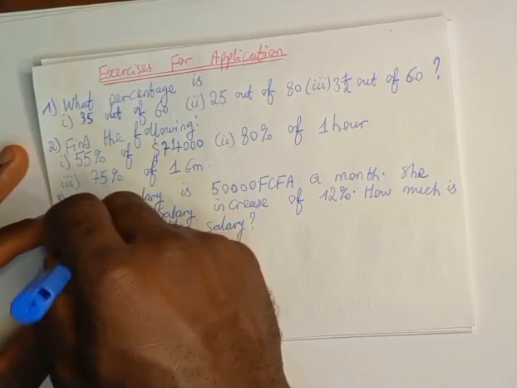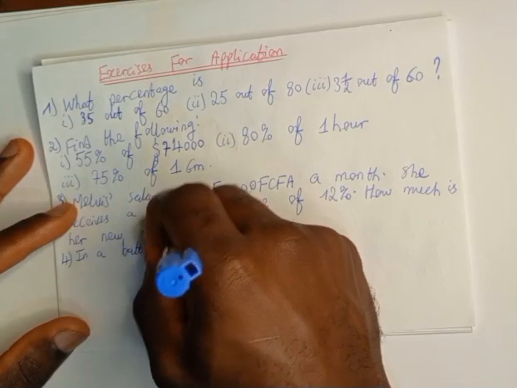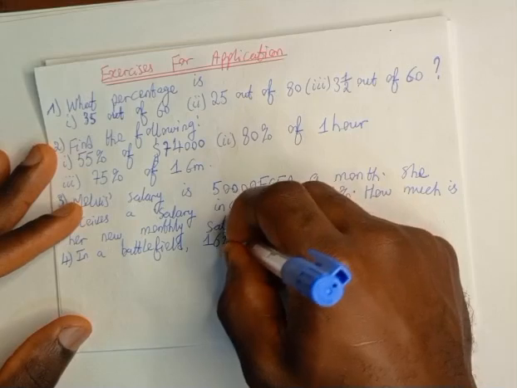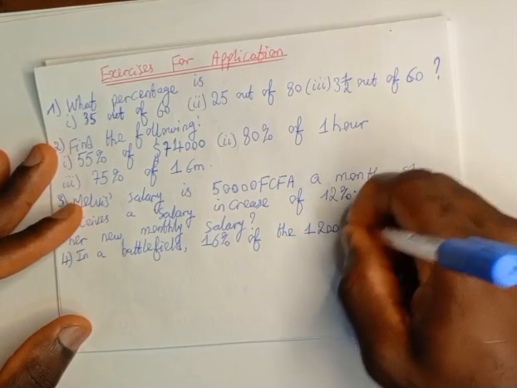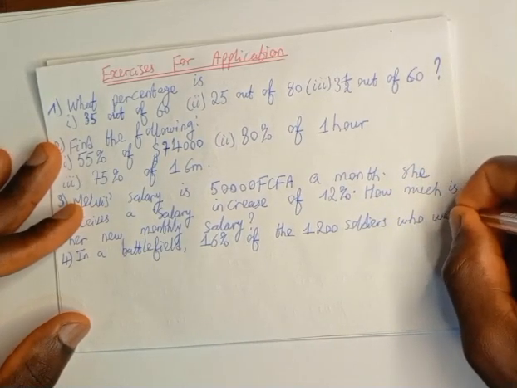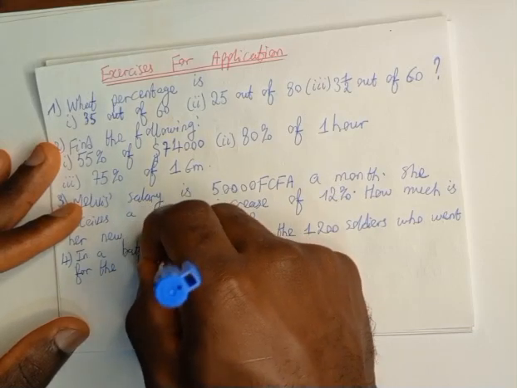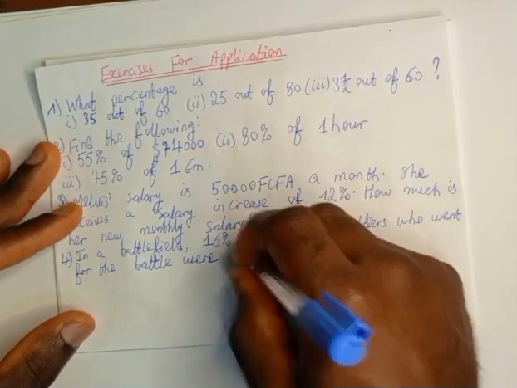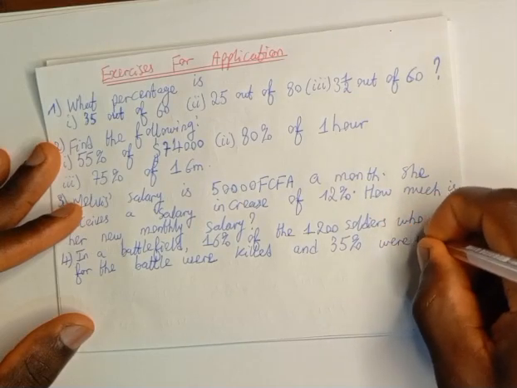We go to question 4. It goes: in a battlefield, 16% of the 1,200 soldiers who went for the battle were killed, and 35% were wounded.